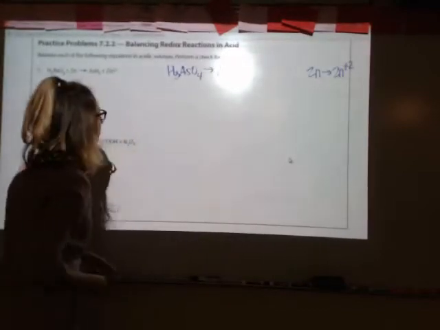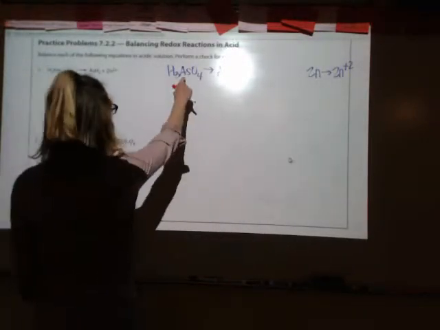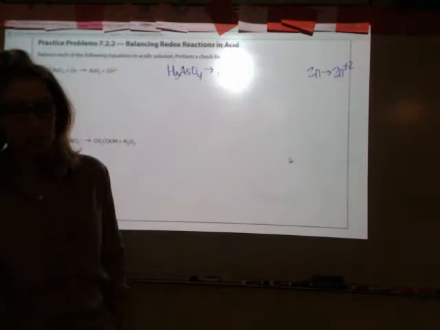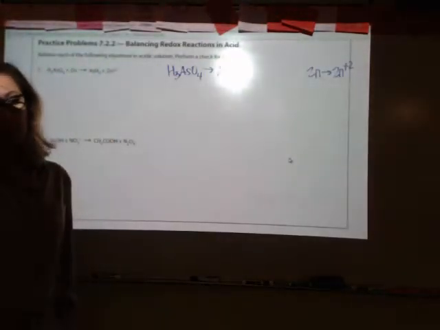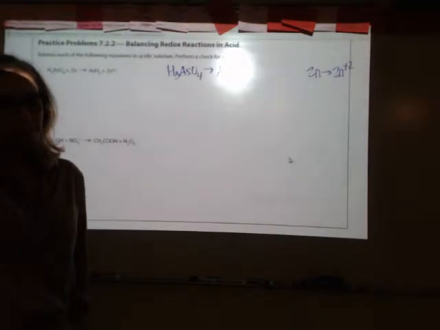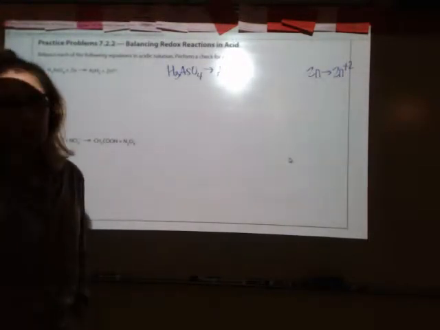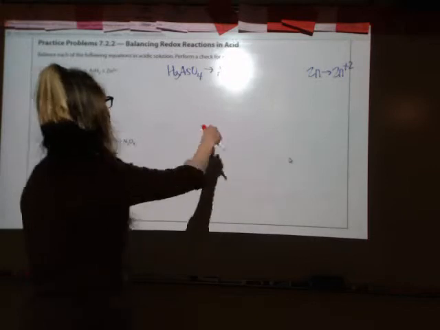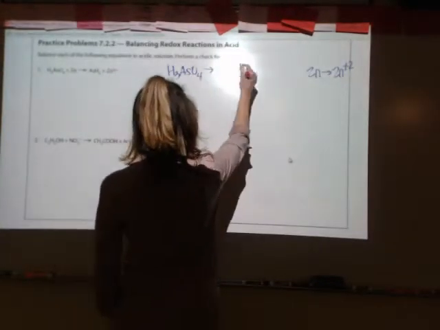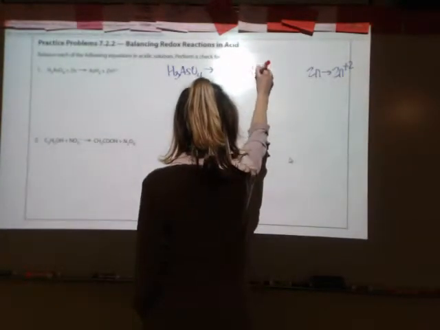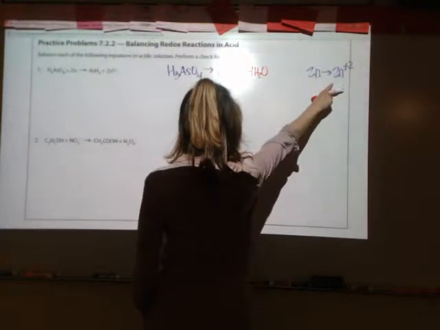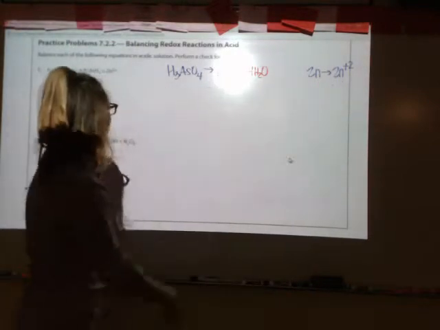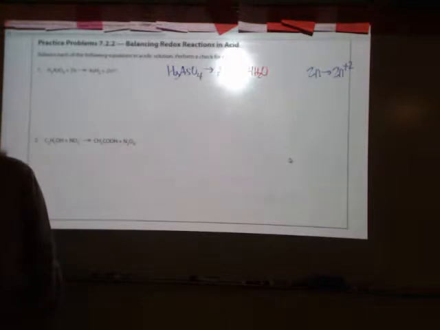All right, now, step number 1. Balance everything other than oxygen and hydrogen. I have 1 As on each side, so we're good, right? I have 1 zinc on each side, so we're good. Step number 2, add water to balance oxygen. I have 4 oxygen, so 4 H2O. Do I have any oxygen here? No. Okay, now I need to balance my hydrogen.